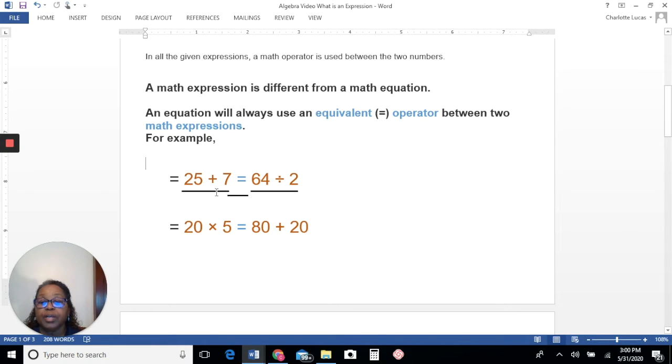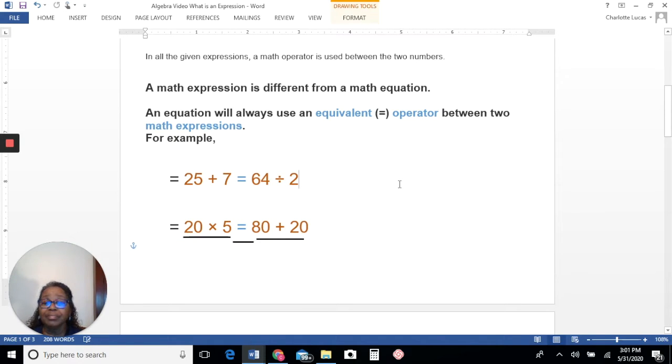Okay, so let's try another one. This is your math expression, two numbers with the math operator in the middle. Here is another expression. And the two math expressions don't have to be the same. This one had addition and division. This one has multiplication and addition. It doesn't have to be the same. So here we have two math expressions with an equivalent operator in the middle. That is a math equation. Today, we're going to work with math equations. We worked with math expressions the last time.